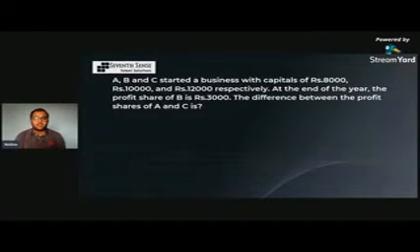Yeah, solve this question now. A, B, and C started a business with capitals of rupees 8,000, 10,000, and 12,000 respectively. At the end of the year, the profit share of B is rupees 3,000. The difference between the profit shares of A and C is what? Now they've added the difference between the shares now. Difference between shares concept.